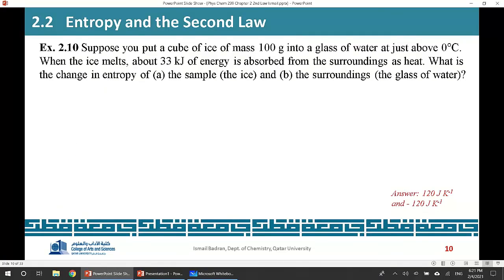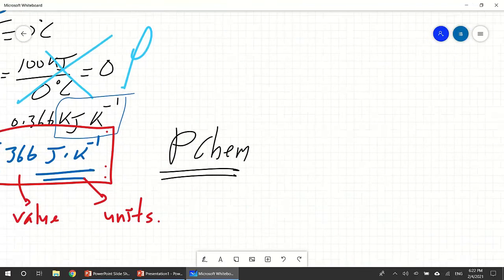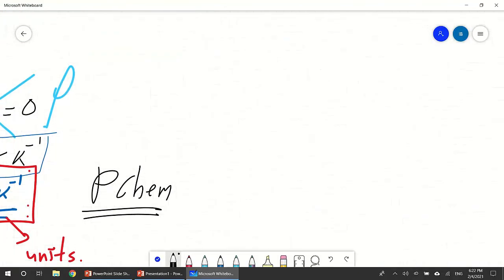One more question here: suppose you put a cube of ice of mass 100 grams into a glass of water at just about 0 Celsius. So this is a similar question to that, where the ice melts. When the ice melts, 33 kilojoule of energy is absorbed from the surroundings as heat. Okay, that makes sense. What is the change of entropy in the sample, which is the ice, and the surrounding, which is a glass of water? So we treat this question the same way we treated the one before.